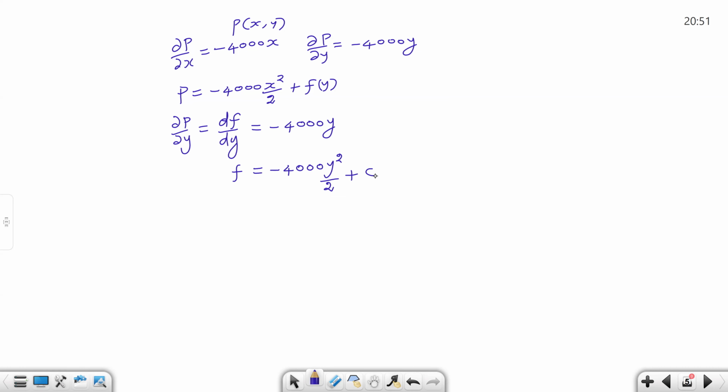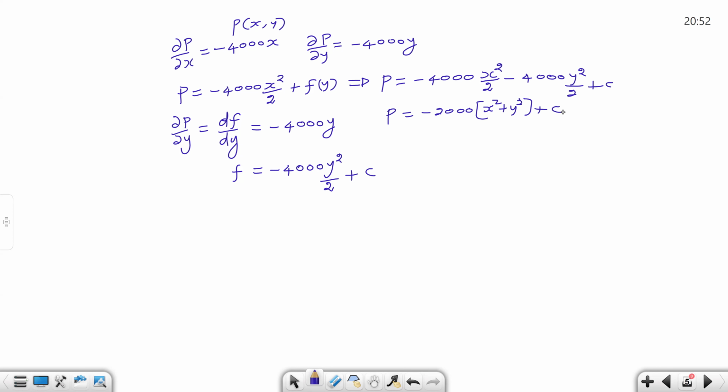So the integration will give you a constant. That means your pressure distribution is minus 4000 X squared by 2 minus 4000 Y squared by 2 plus constant. So now we need to find this constant. Minus 2000 into X squared plus Y squared plus constant.